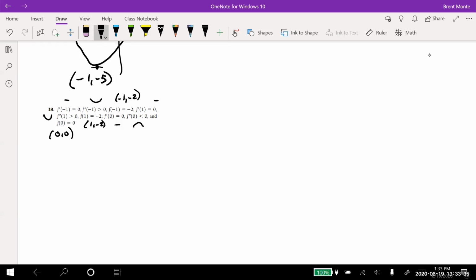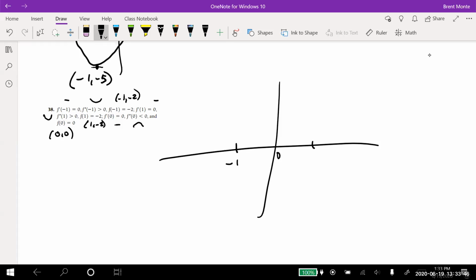All right, let's see if we can figure this one out. Now, notice the x values they give us: -1, 1, and 0. So let's make it a little bit bigger scale-wise. Don't just scrunch them all in right next to each other. All right, so let's start with the points. It goes through (-1, -2). It goes through (1, -2). And it goes through (0, 0). All right, now let's figure out what's going on.